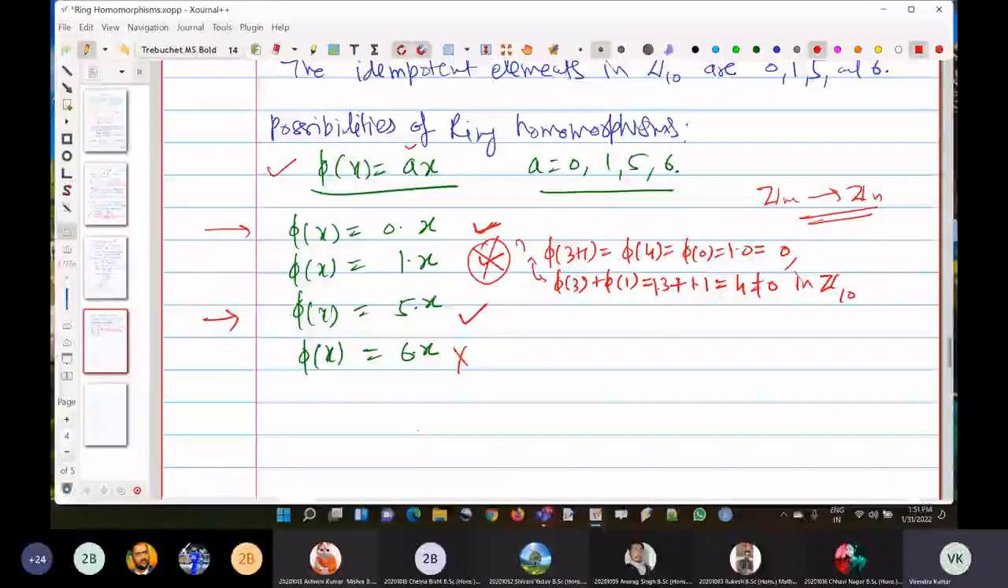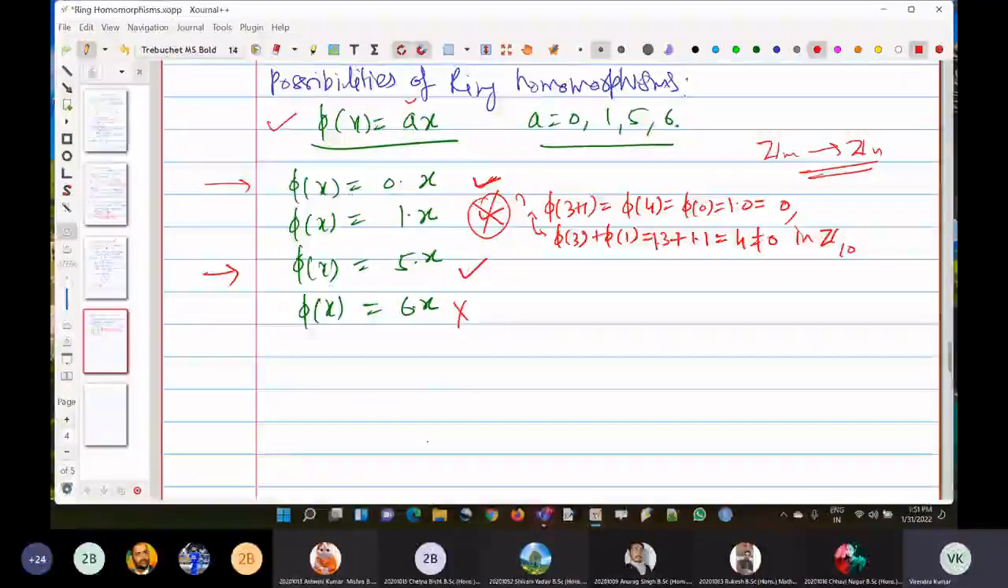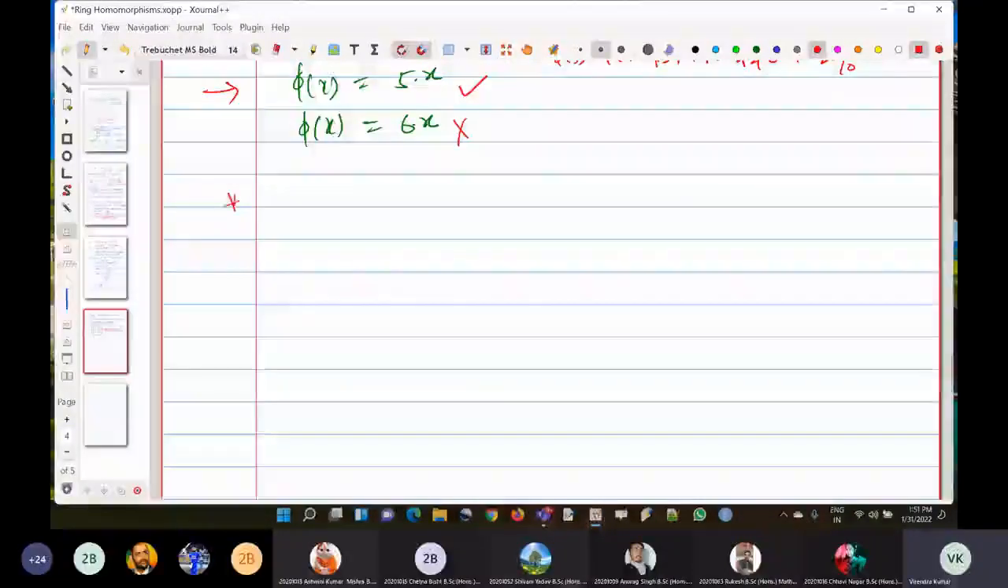Okay. So what we have until now is the clarity that phi of x equals 0 times x. This is trivial, so at least one will exist. This is the trivial homomorphism.